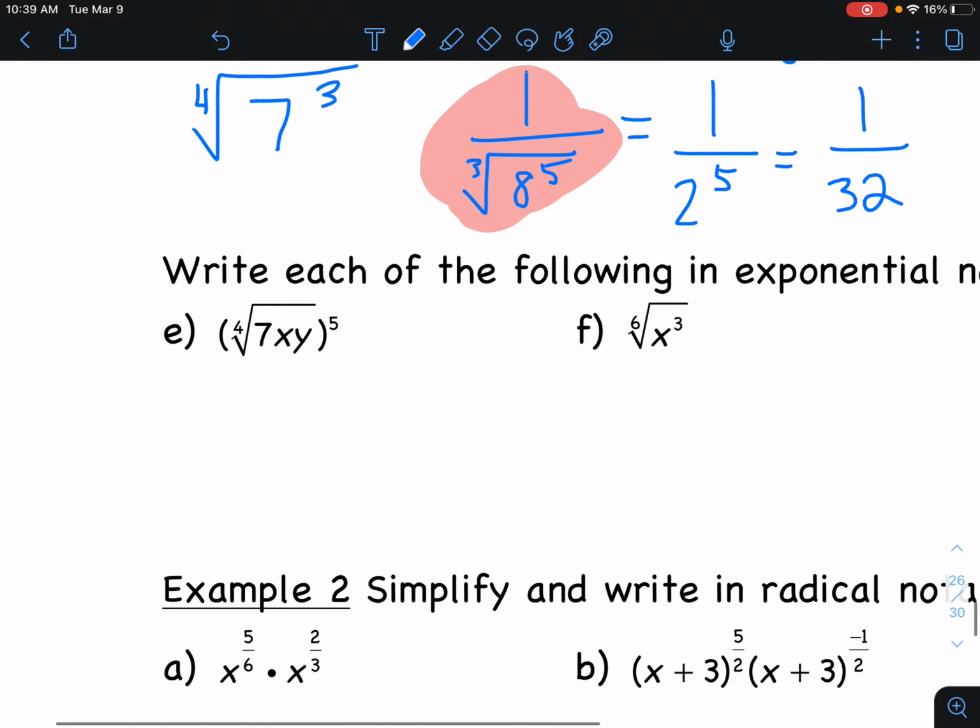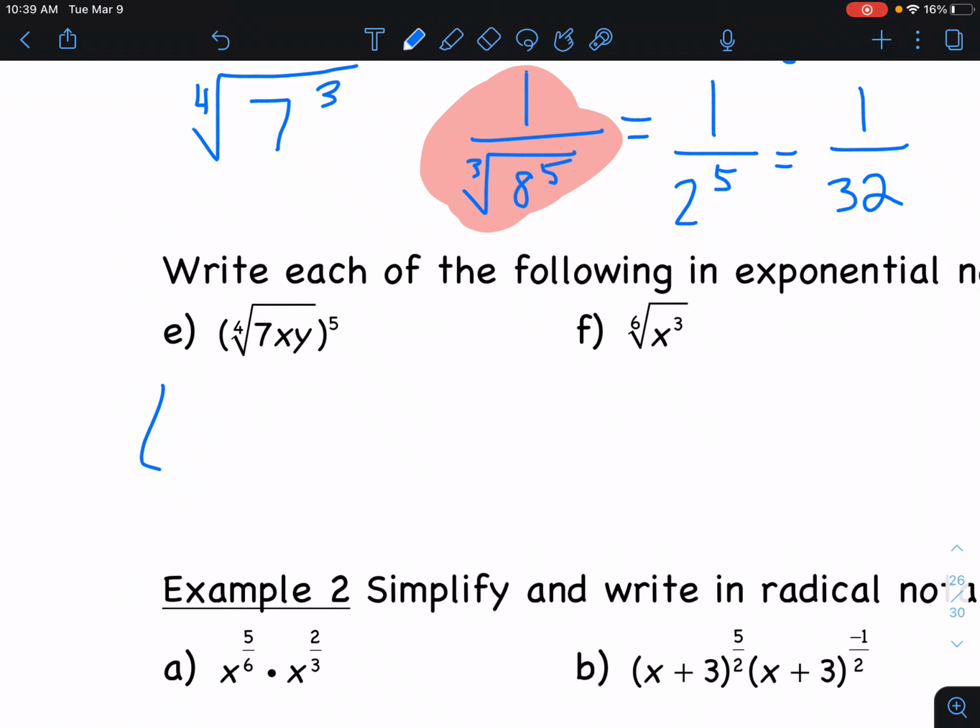Okay, now let's do the reverse. In this example, we are given radical notation, and we're going to convert it over to exponential notation. So we have that 5 on the outside. So what we're going to do is the 4th, or sorry, let me back up here.